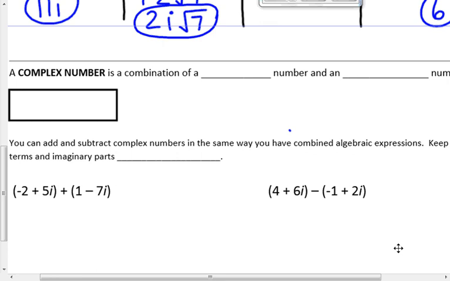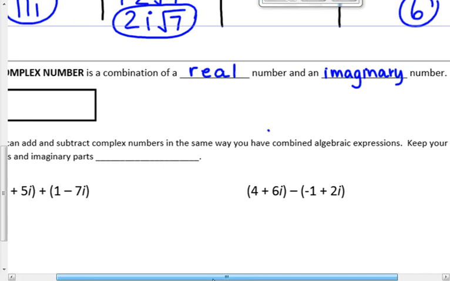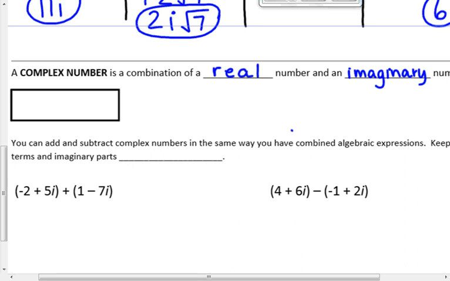Okay. A complex number is a combination of a real number, and I'll explain what that means in a second, and what we've been talking about, an imaginary number. Meaning there's going to be i. Imaginary numbers always have i. Real numbers are exactly what we've always dealt with, just numbers that don't have i, they don't have a variable. They're just normal numbers. They can be positive, they can be negative, they can be fractions, they can be decimals, doesn't matter. They just don't have i with them.